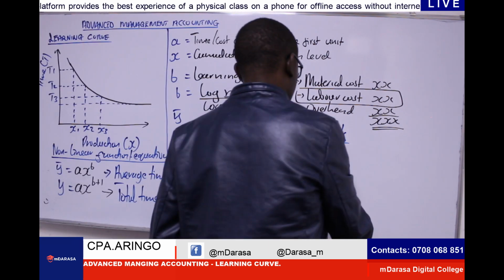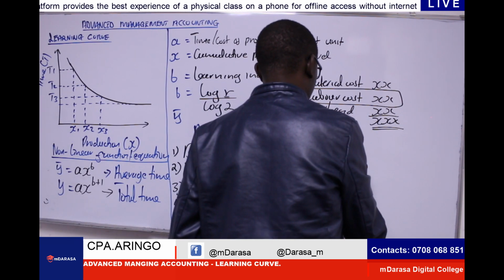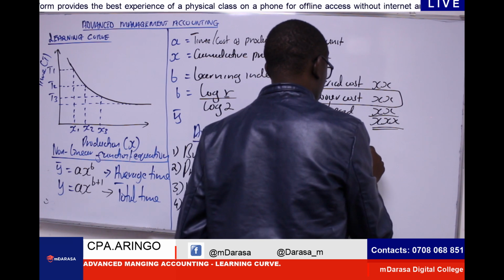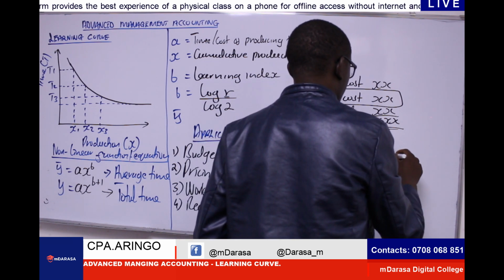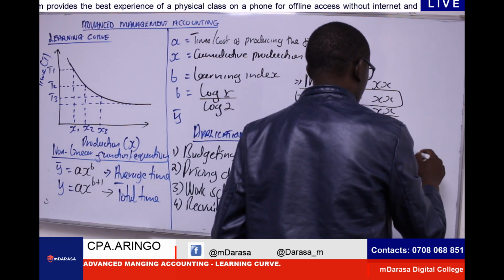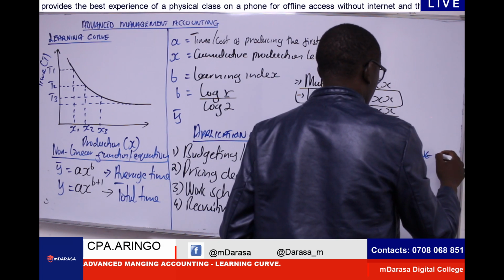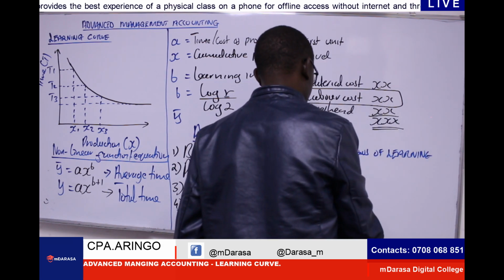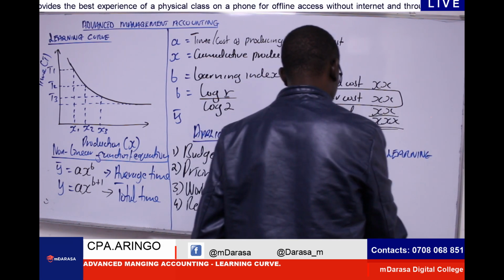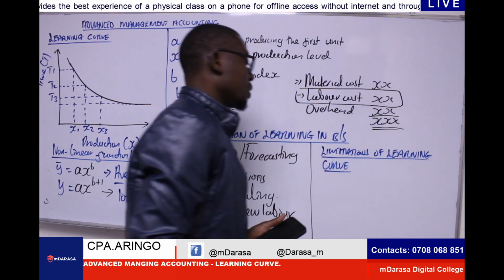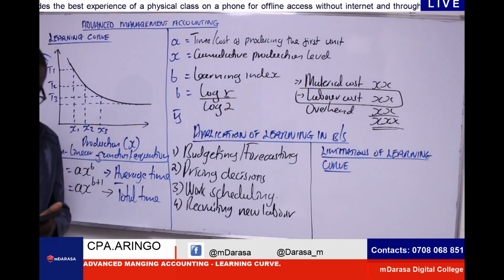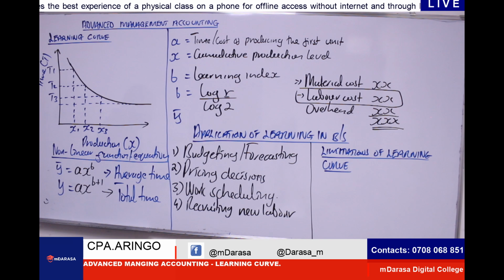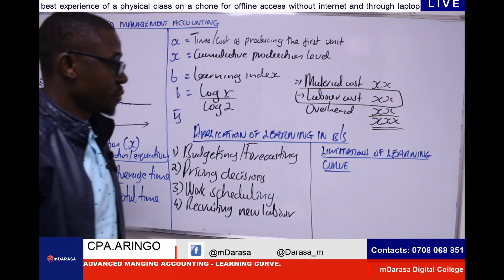So, looking at the limitations of learning curve, these are what we'll be looking at. Number one, you'll find that it assumes that conditions at work will enable learning to take place.